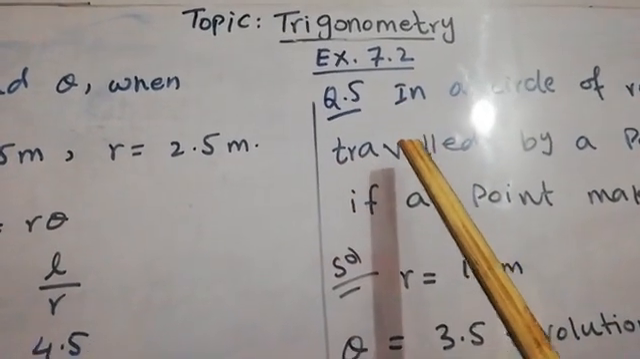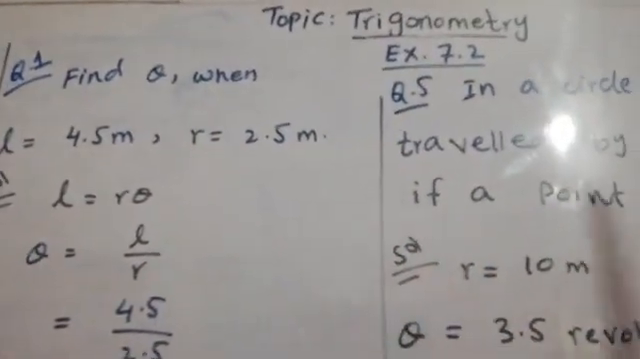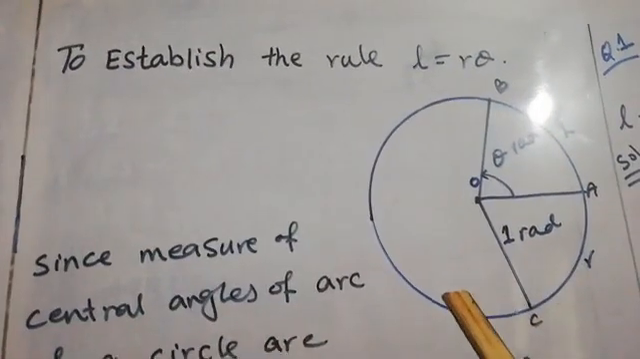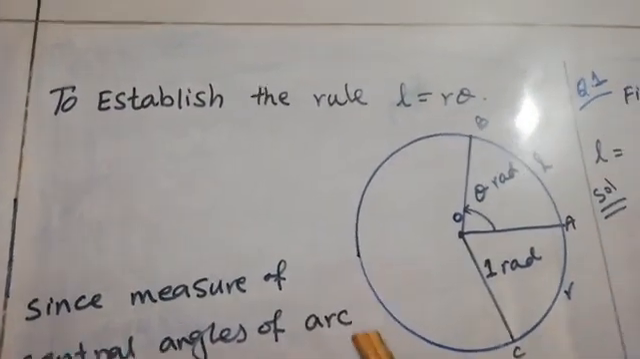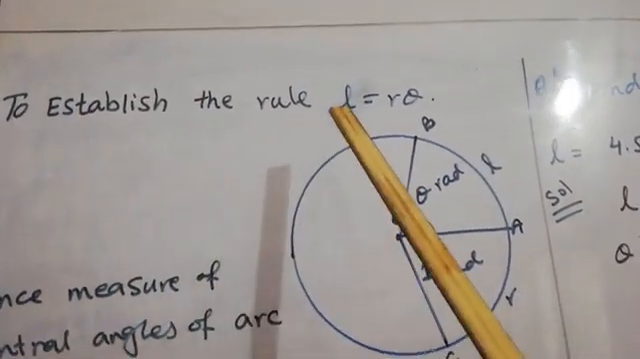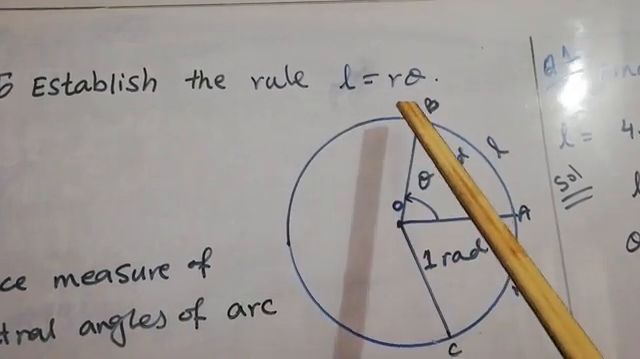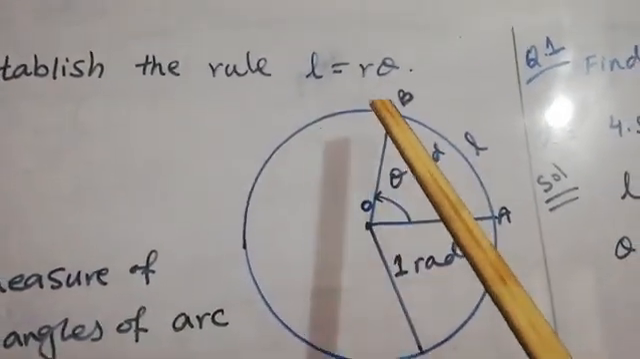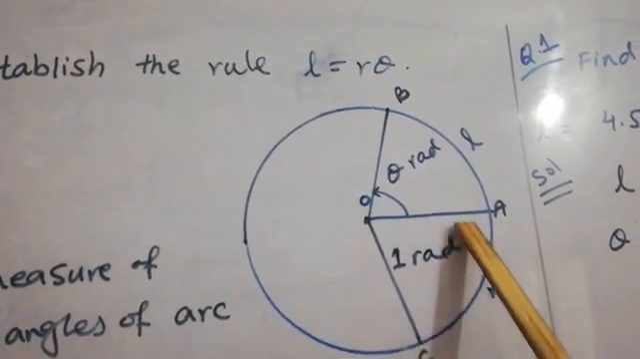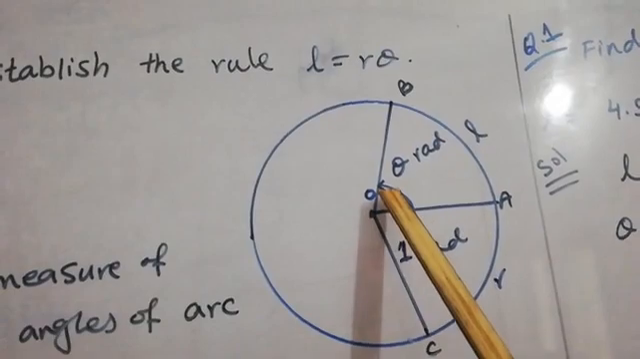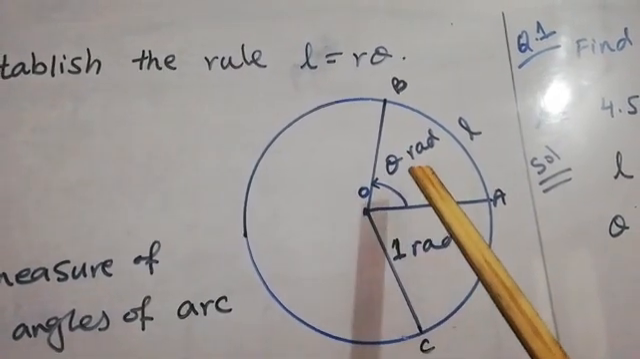Today we will discuss again trigonometry, chapter number 7, exercise 7.2 from Punjab textbook board Bahawalpur. Before starting this exercise, I would like to discuss one important topic which is related to this exercise. This topic is to establish the rule L equals r theta, in which L means the length of arc, r means the radius of a circle, and theta is the central angle subtended between that arc and the radius.